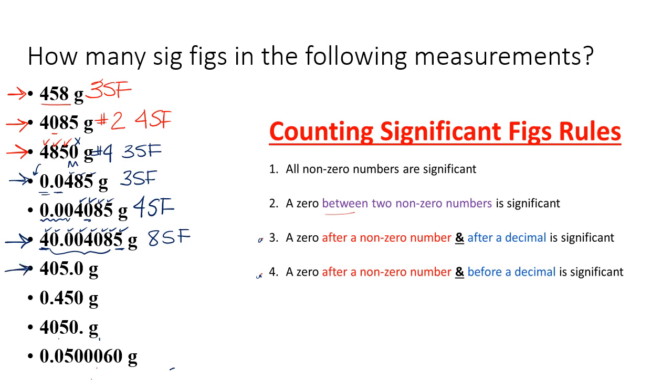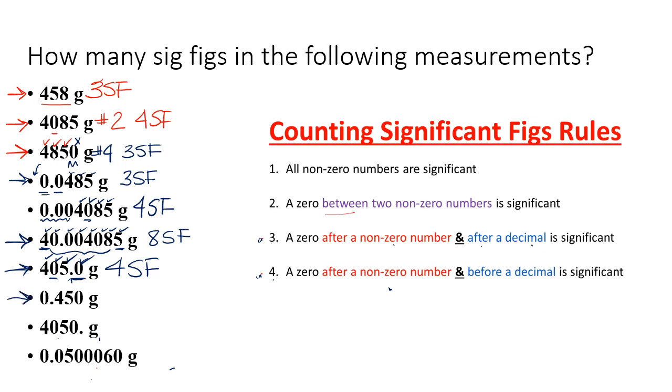The 405.0. Rule 2 grabs this 0. So really we're talking about this one. Is this last 0 after a non-zero number? Looking at rules 3 and 4. Yes, it is. It's after a 5, or technically it's after a 4. So okay, that meets that one. Does it meet the next one? Is it after a decimal? Well, yes it is. So it is significant. So 1, 2, 3, 4. There are 4 sig figs here.